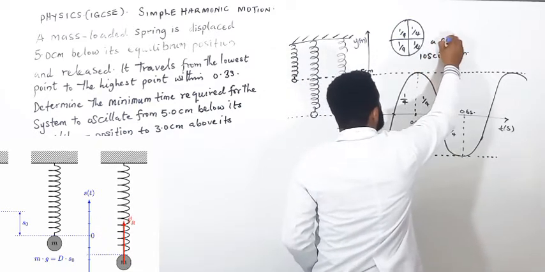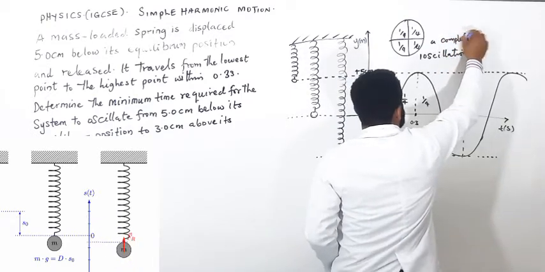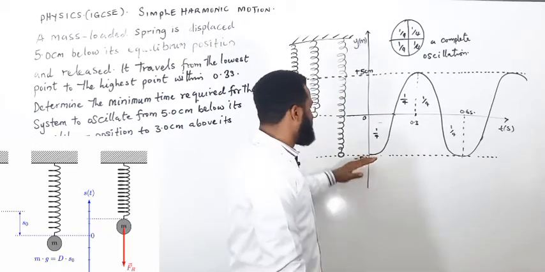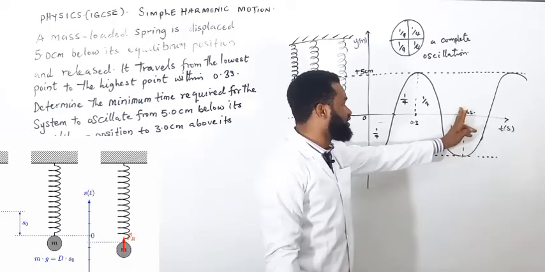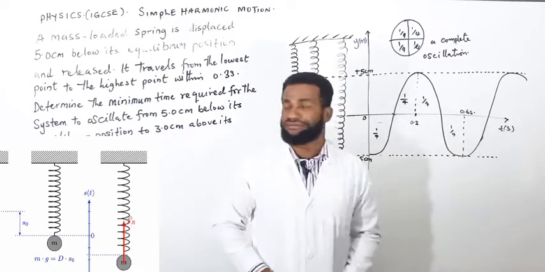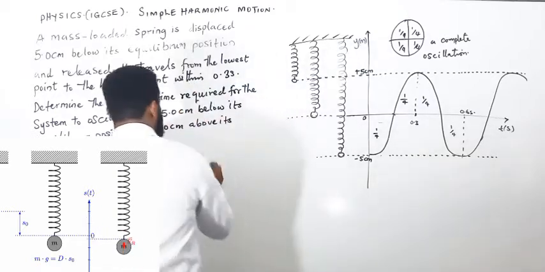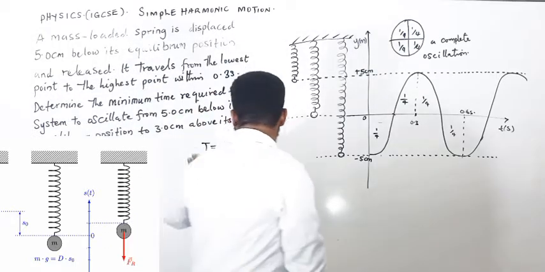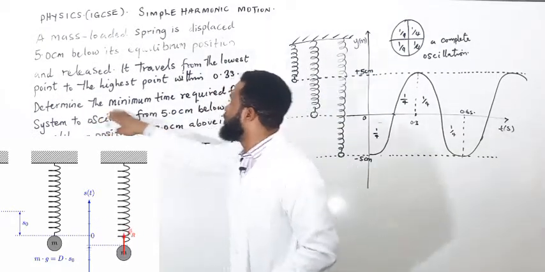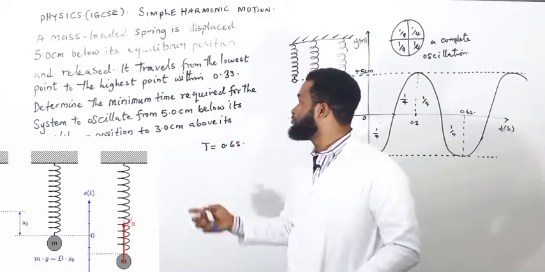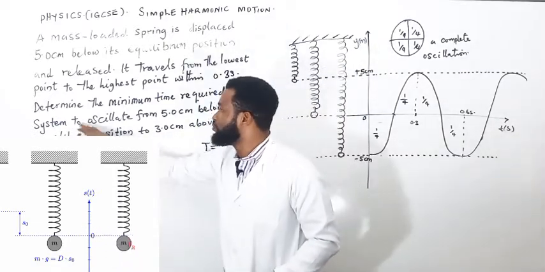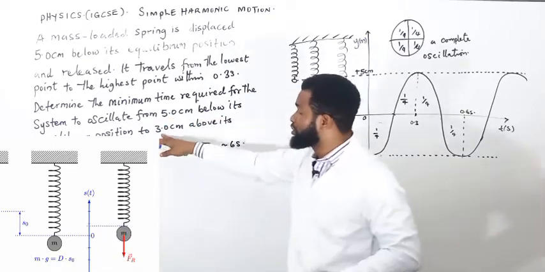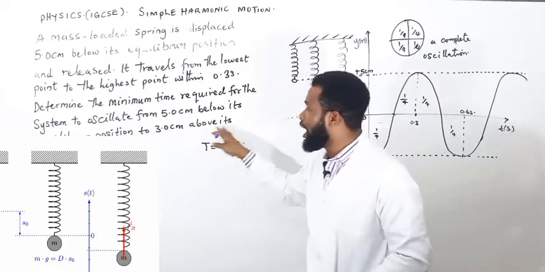That is a complete oscillation. A complete oscillation means that this has made 360 degrees, and this is where it should terminate. So in that case, I'm going to say that the period T is 0.6 seconds. All right? 0.6 seconds. Now they said, determine the minimum time required for the system to oscillate from 5 cm below its equilibrium position to 3.0 centimeters above the equilibrium position.